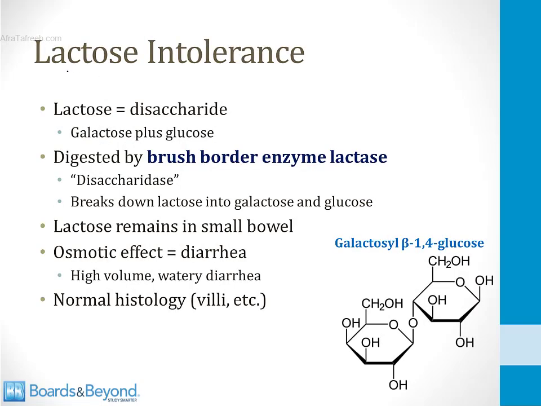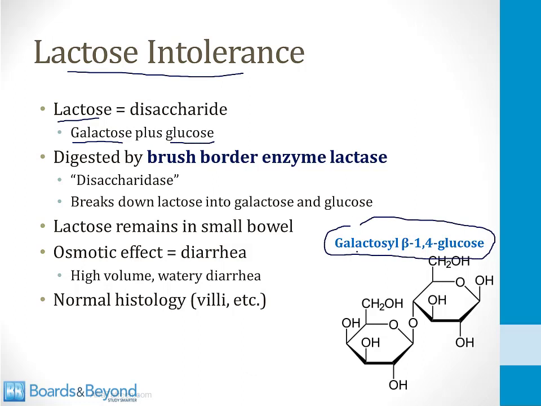Moving on, let's talk about lactose intolerance. So lactose is a disaccharide, which means it is made up of 2 monosaccharides. Specifically, it is a molecule of galactose linked to a molecule of glucose. This is its structure at the bottom right side of the screen here. Its formal name is galactosyl beta-1,4-glucose, which can help remind you that it contains galactose and glucose.